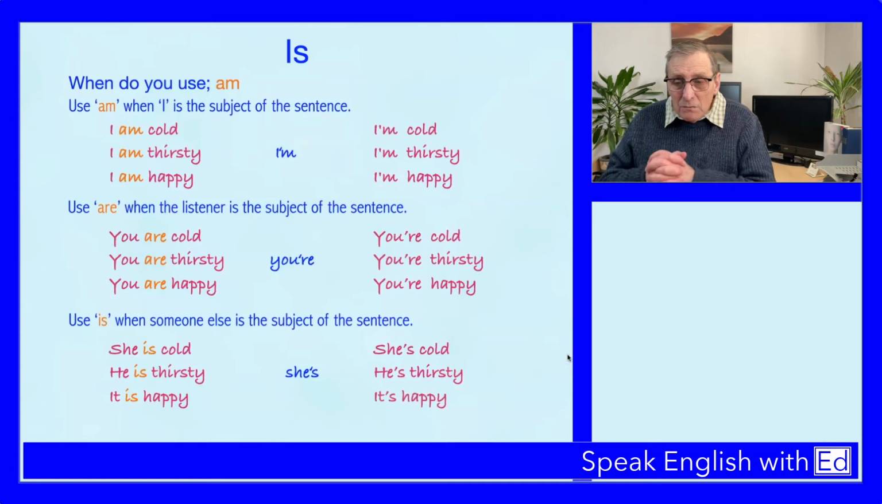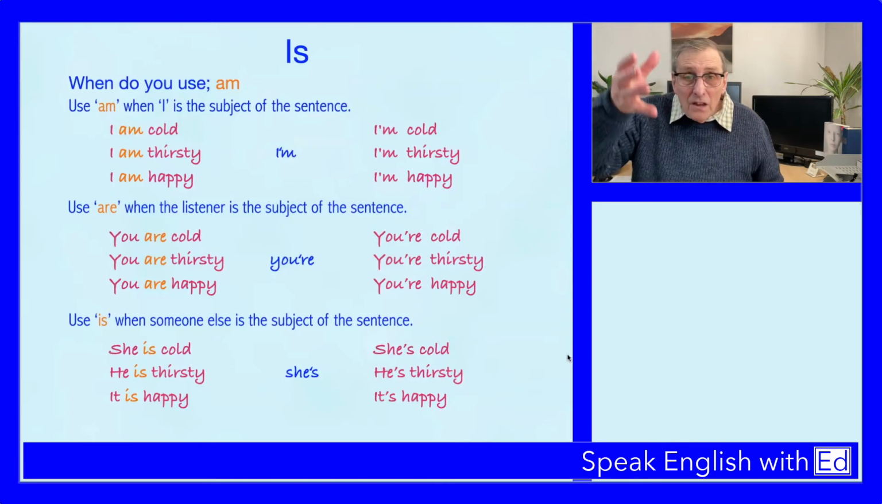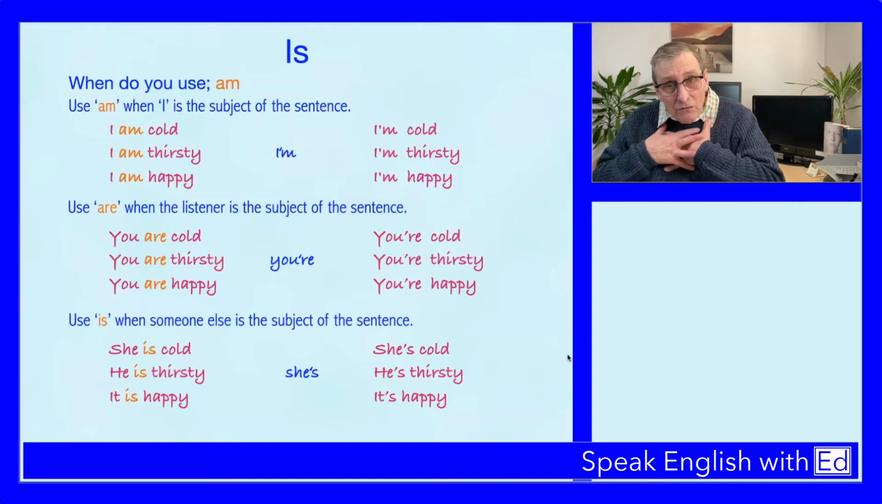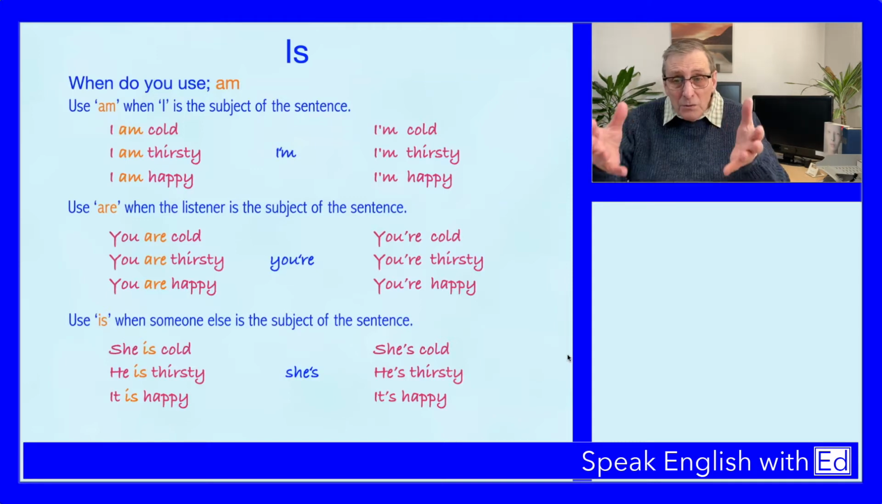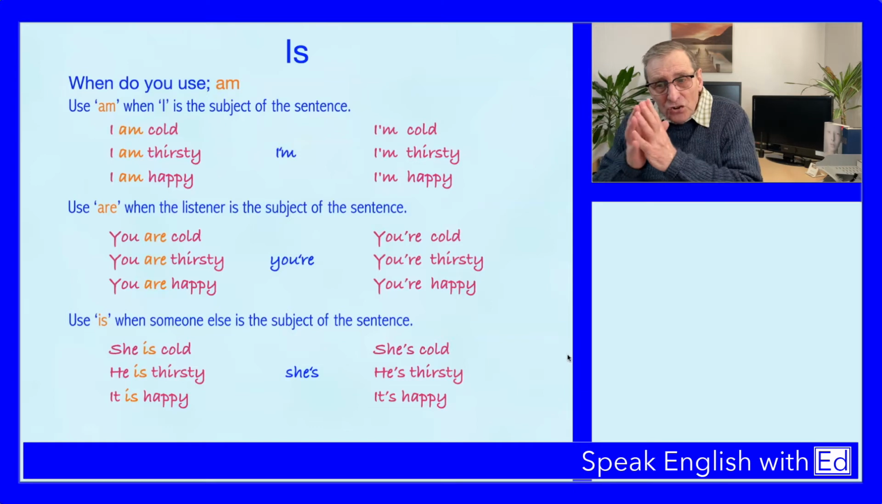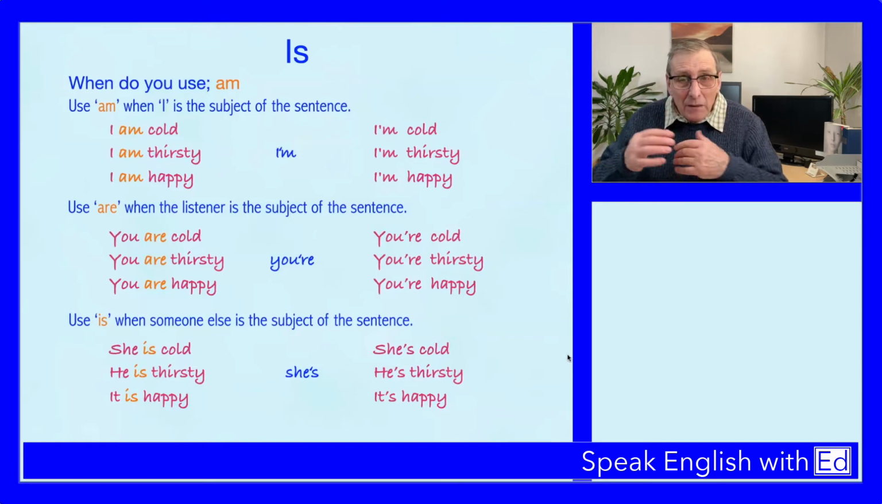And when it becomes an object, it's happy. From it is happy to it's happy. So, do you understand all that? Let's just run through them again. I am is when you're talking about yourself to somebody else. So I'm talking about myself, and I would say, oh, I'm cold. Right? I am gets shortened into I'm cold. I'm cold.